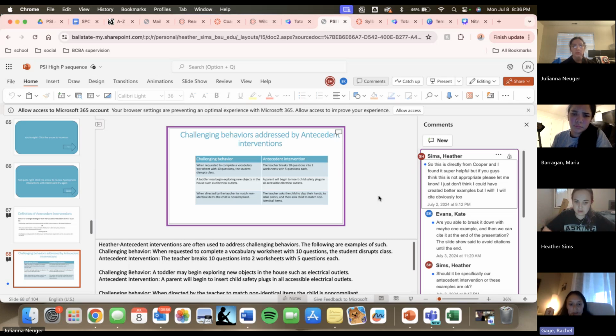Okay, I like that transition, and I also like the way that you formatted this, from a clear challenging behavior to an anesthesia intervention, almost not a solution, but something that could be used. I think that was awesome. Thank you.